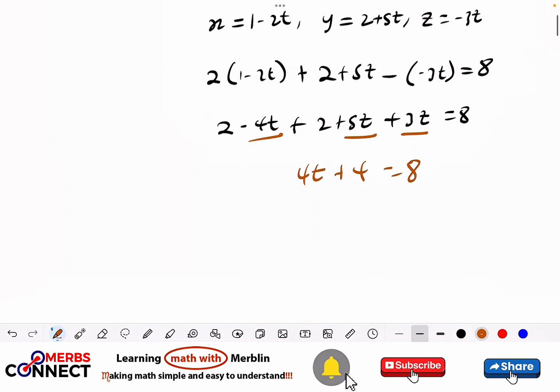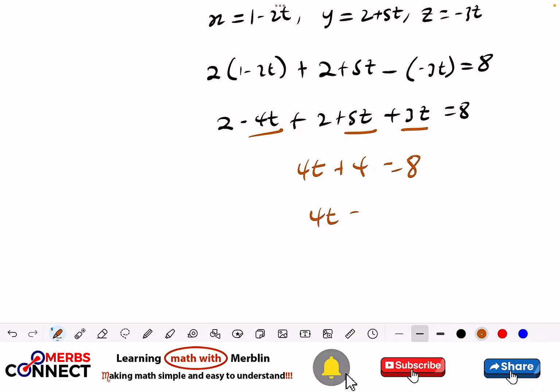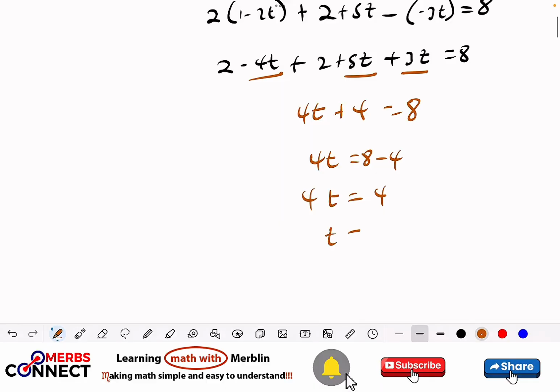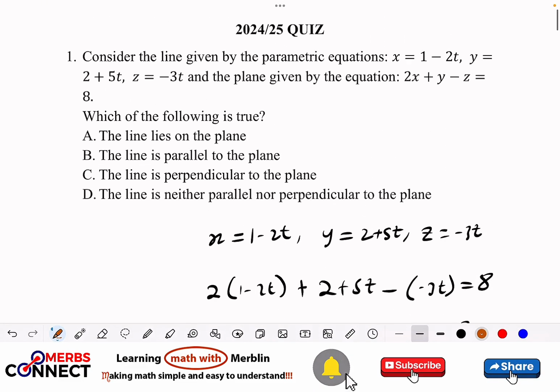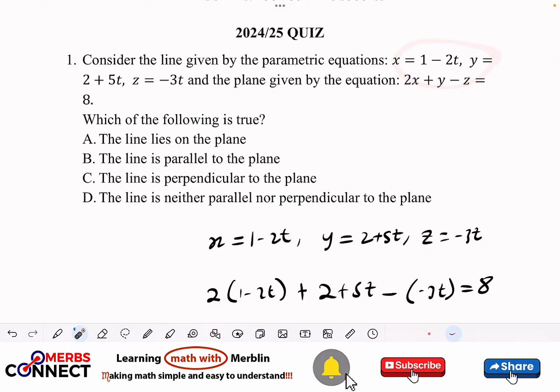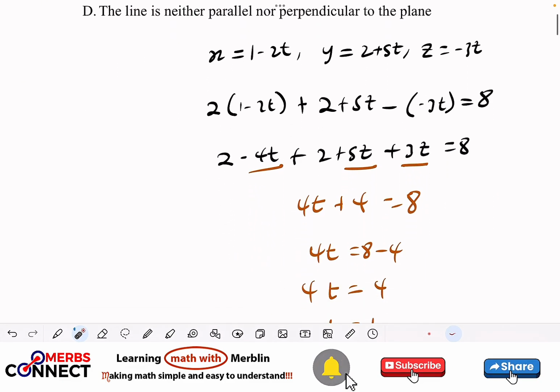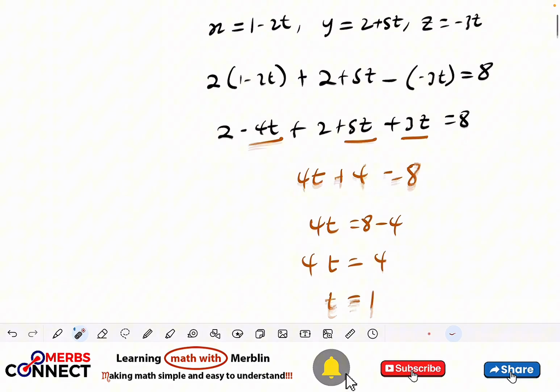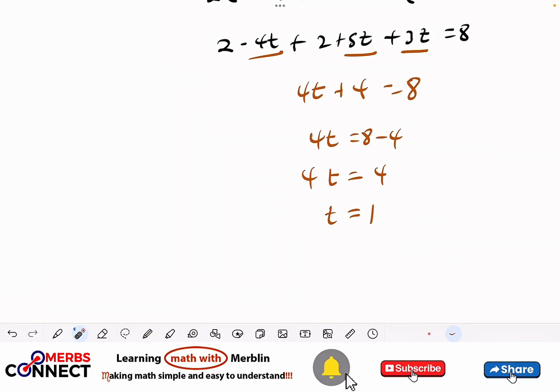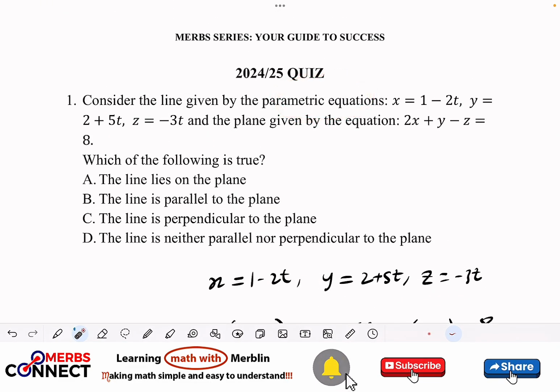Now let's find t. So 4t will be equal to 8 minus 4, so 4t will be equal to 4. So here t will be equal to 1. Now we have only t equal to 1. So it means that this line intercepts the plane at only one point, where t is equal to 1. So we can see that the line does not lie on the plane entirely. So we are going to say that this is not true. So this one is just out.